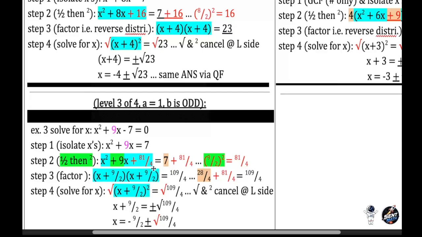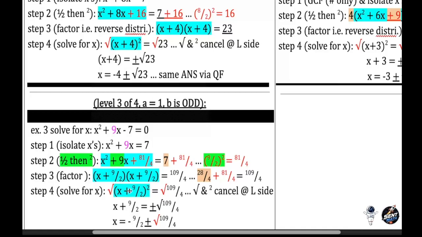We take the square root of 81 over 4 and we get 9 over 2 under the same logic that we took the square root of 16 and got 4. And because this is plus and plus, if this were minus, you get minus and minus. We rewrite this blue into x plus 9 over 2 squared. 109 over 4 gets carried down.